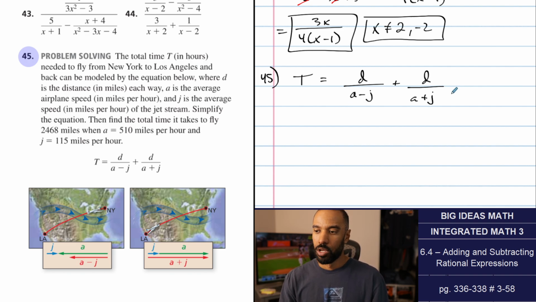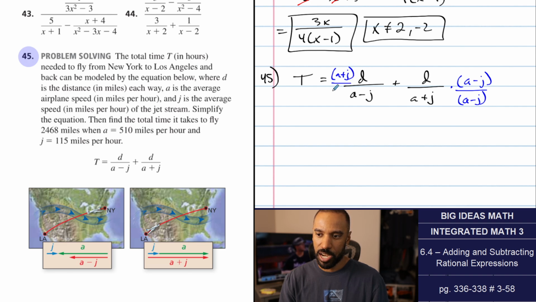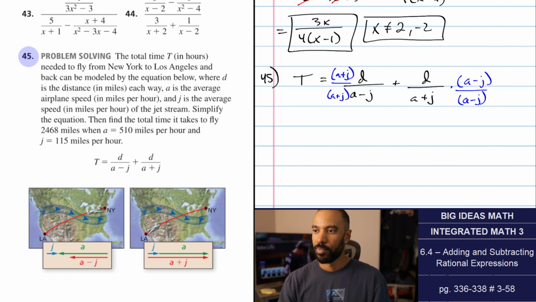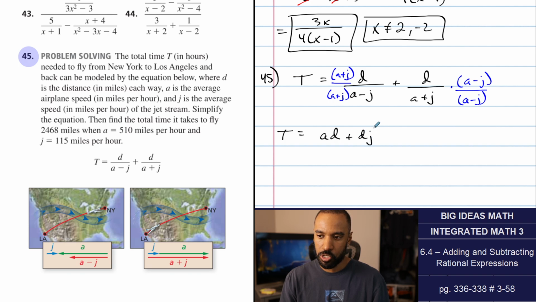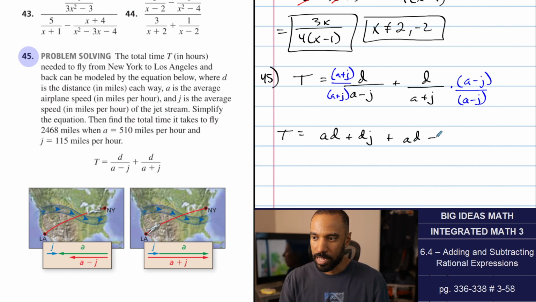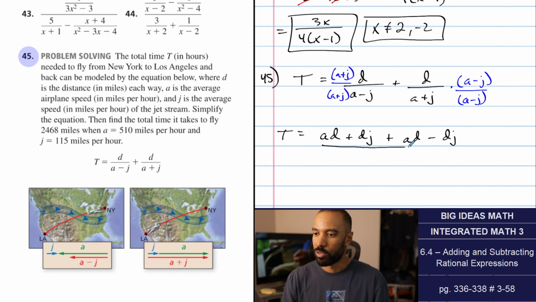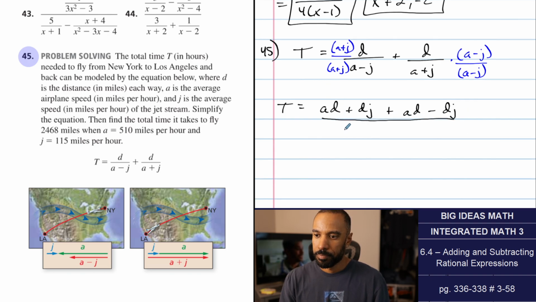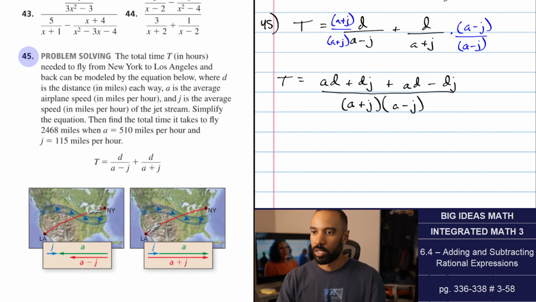Let's simplify it though. As far as common denominator goes, let's begin with that. This is missing a couple a minus j's and a plus j's. Got to distribute this thing out. So t equals, now d times this is a times d plus d times j. I'm going to put everything alphabetically, just to be consistent. Plus a times d minus d times j all over a plus j times a minus j. That would be a squared minus j squared, but we're not in that work.